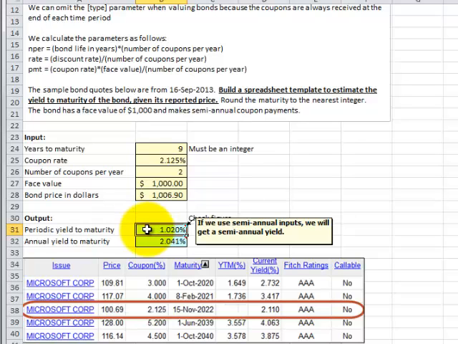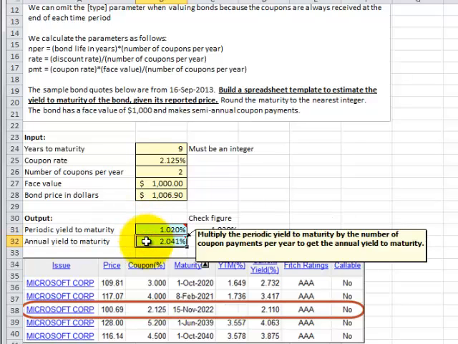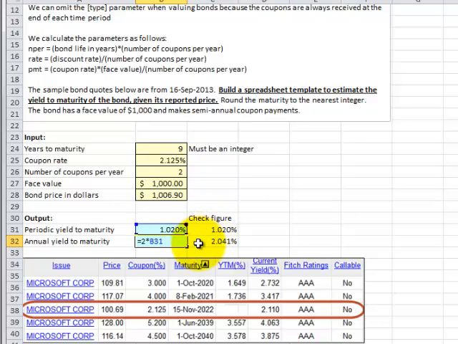Because we entered semi-annual cash flows and time periods into the equation, we're going to get a semi-annual yield as a result. In order to find the annual yield on the bond, we'll simply take the yield to maturity and multiply it by 2.